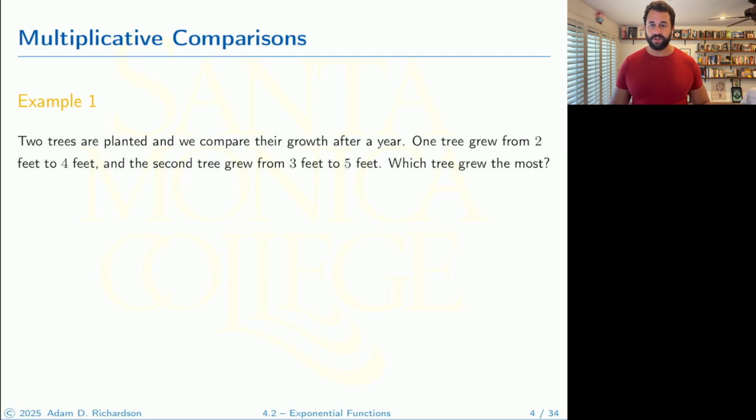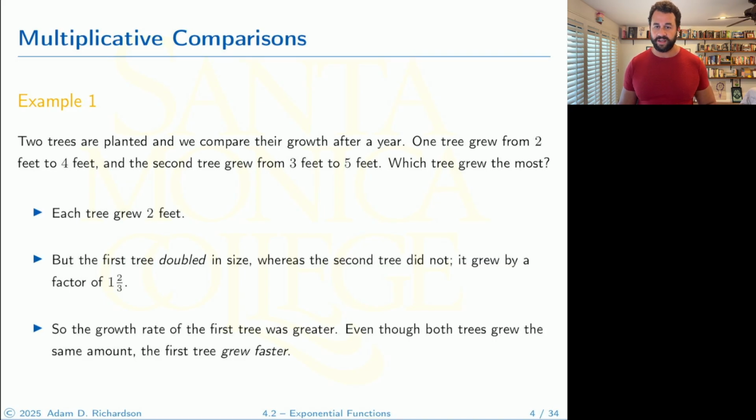All right. So let's look at something simple first. One thing I notice is that the first tree, it grew from 2 feet to 4 feet. So it increased its height by 2 feet. The second tree grew from 3 feet to 5 feet. So it increased its height by 2 feet as well. So they both grew the same amount of feet. They added 2 feet to their height, right?